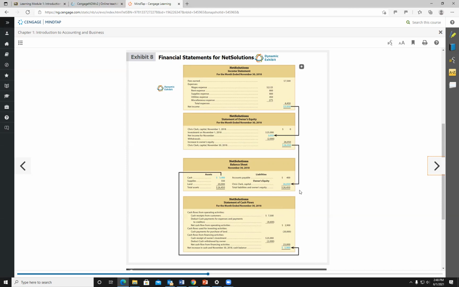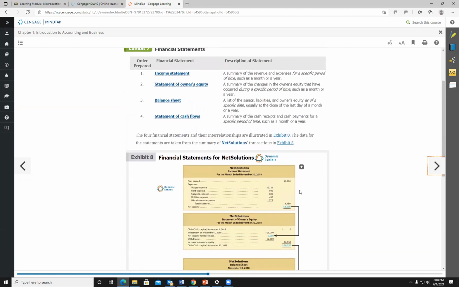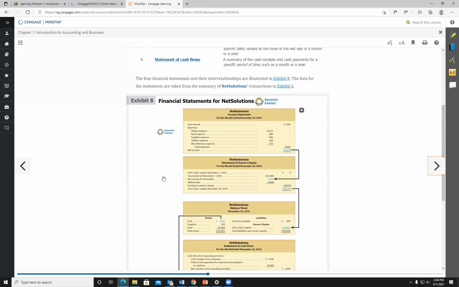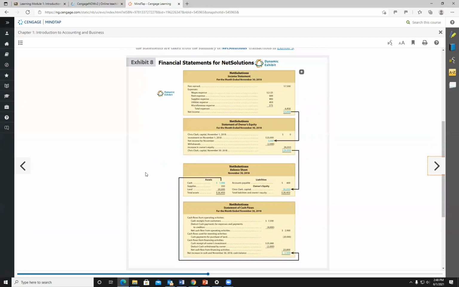Now, that takes us to our third financial statement. Our third financial statement is a balance sheet. And a balance sheet is a list of your assets, liabilities, and owner's equity at a specific date. And again, your balance sheet is going to follow your accounting equation. So on your balance sheet, your total assets should equal your total liabilities plus your owner equity. So let's look down here at Net Solutions balance sheet.